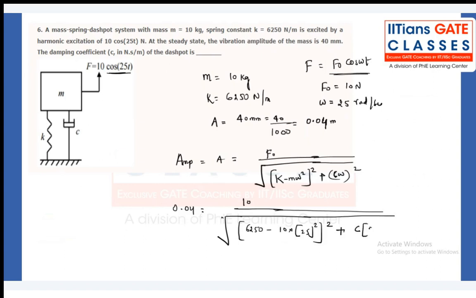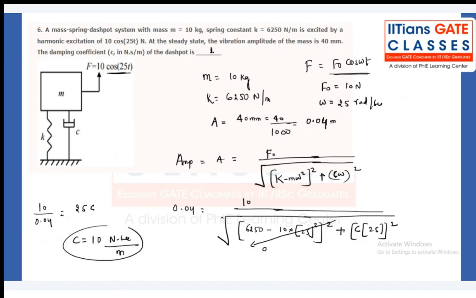plus C omega whole square. If you do these calculations, this thing will be getting cancelled out, because that is equal to 0, because 6250 minus 6250 equal to 0. So ultimately what you're going to get, guys, 10 divided by 0.04, which is equal to 25C. So ultimately 10 divided by 0.04 and divided by 25, C, you are going to get 10 Newton second per meter. Please make a note of it.